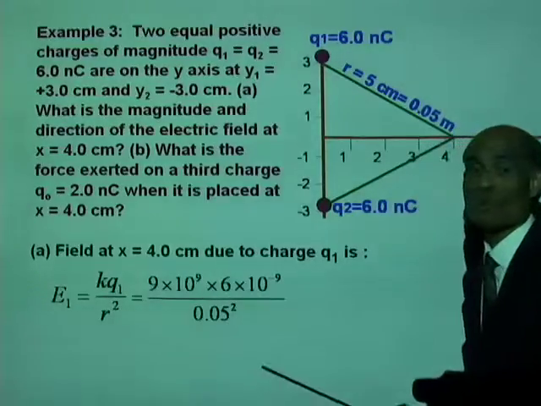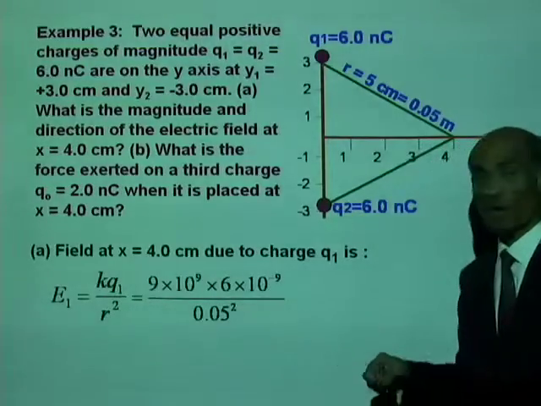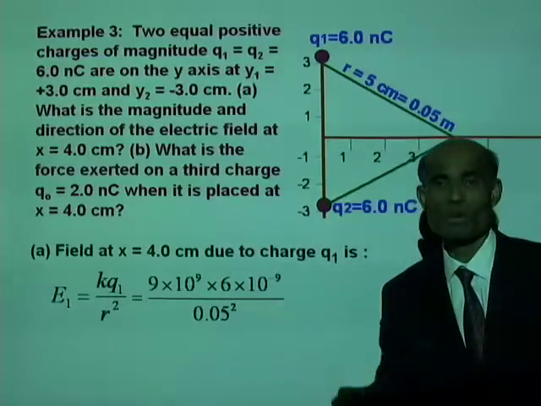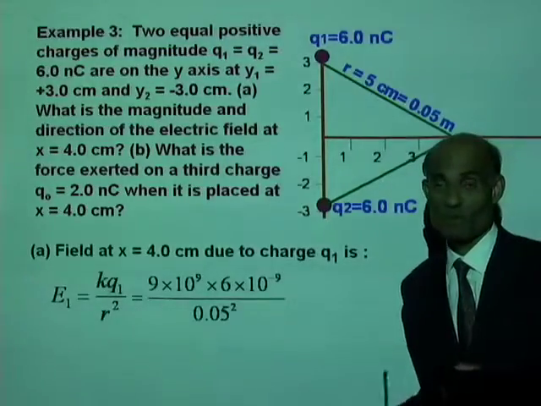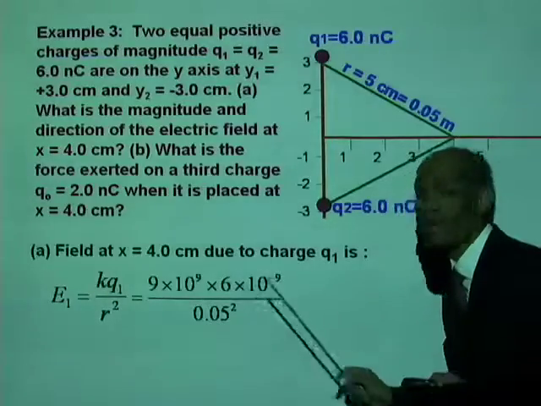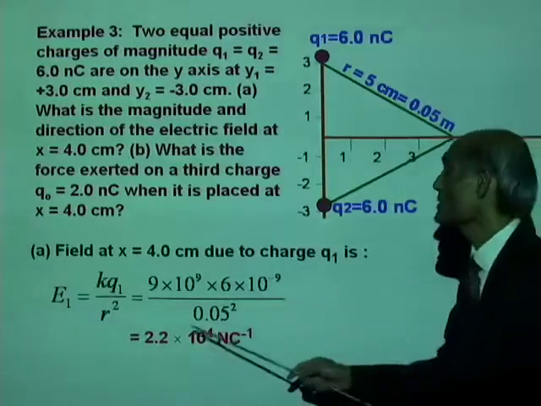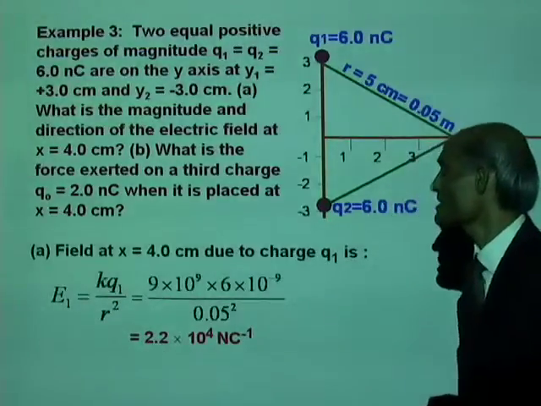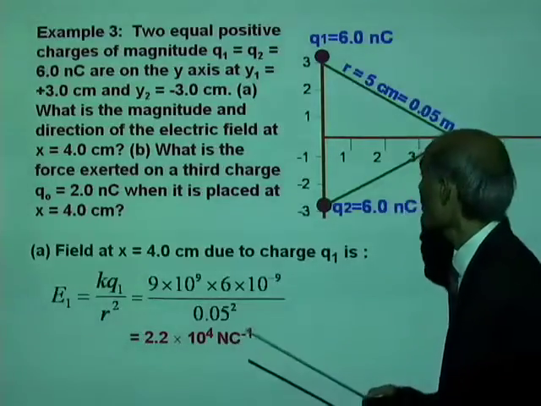KQ1 over R squared, and calculate that. Always keep a calculator with you when you listen to the lecture. Alright? Always check my calculations. And that will be 2.2 times 10 to the 4 Newton per coulomb.